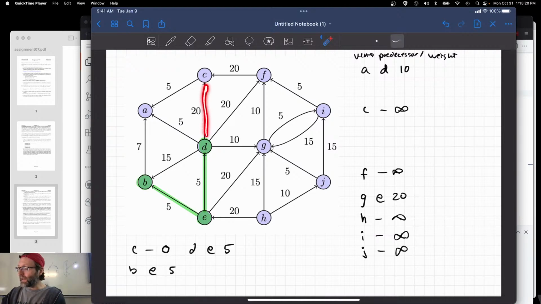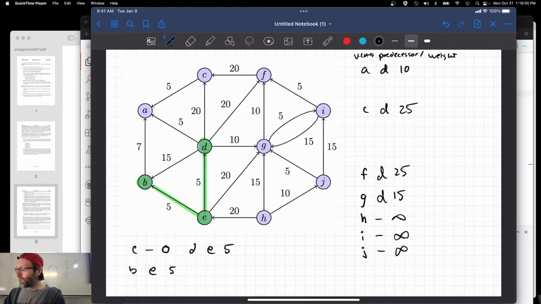The next thing I look at is C. Well, anything is going to be better than infinite, so I'll update this to D at a cost of 25. Why 25? It cost me 5 to get to D. It cost me another 20 to get to C for a total of 25. F is likewise. That's D and 25. And G, I can get there at a cost of what now? 5 plus 10, 15. Is that better than 20? Yep, so that gets updated. D and, what did I say, 15?